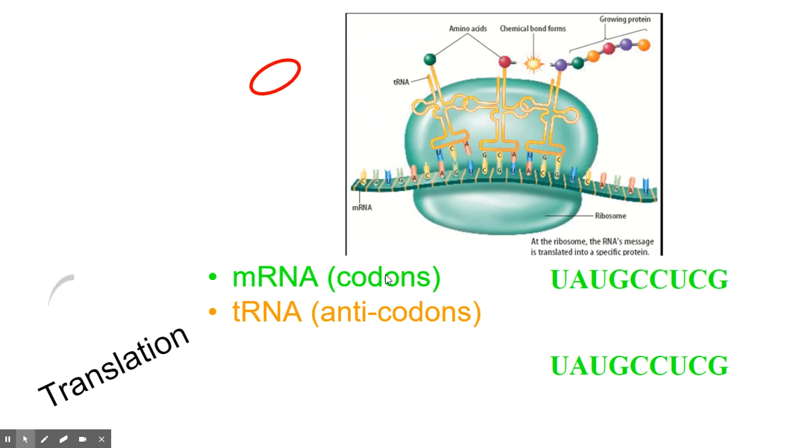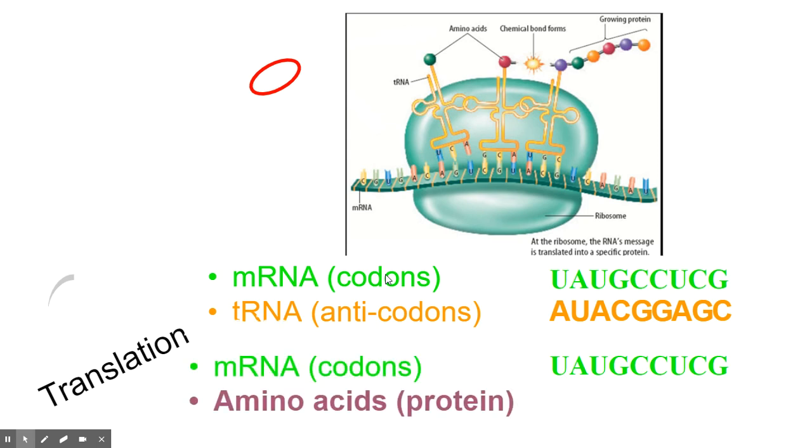Translation is going to take those same codons and transfer that into anticodons. And again, you're going to have your complementary bases. So again, there's no T's in RNA. So remember, A and U go together and G and C go together. So that's how the codons and the anticodons match up.